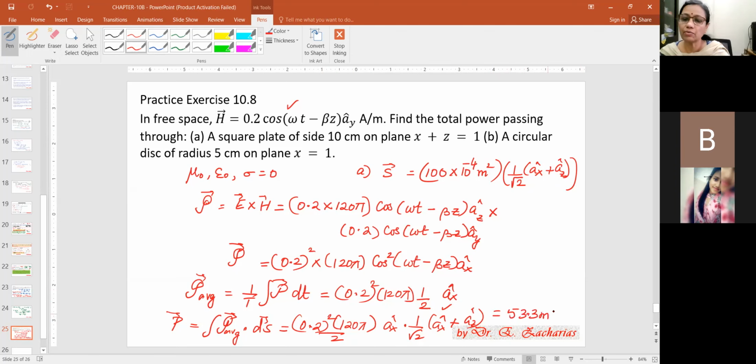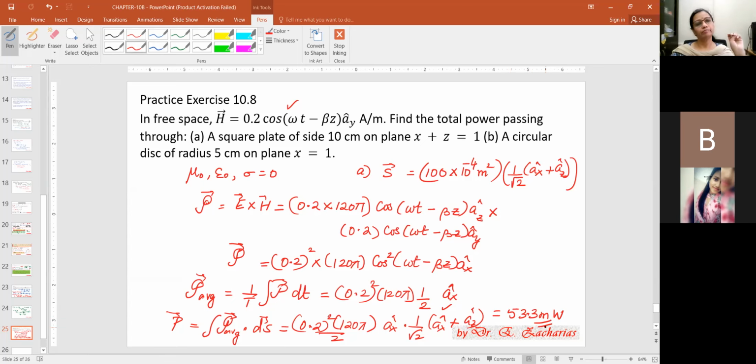And you will get an answer of 53.3 milliwatts. Similarly, what I want you to do is, for a circular disk defined by the plane z equal to 1, do the same thing and see. With this, we are completing energy transmission, Poynting vector, and power calculation. So that part is over.